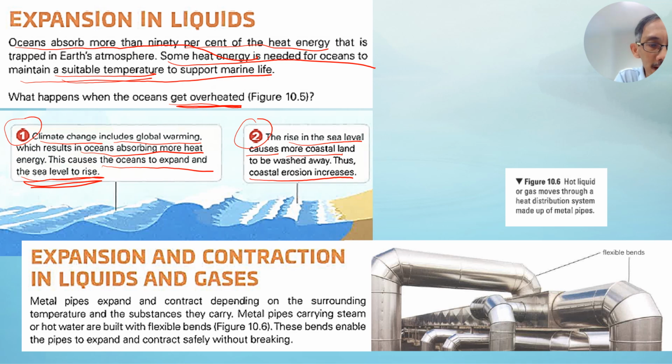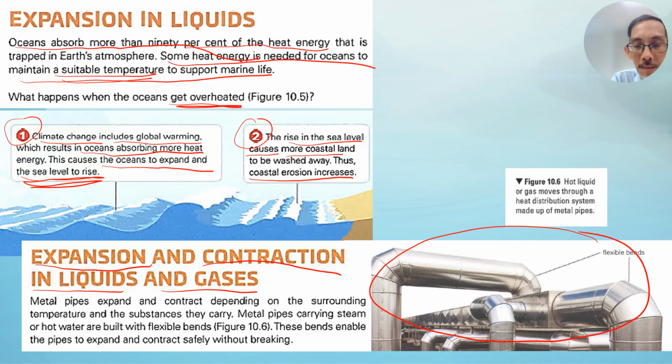So for the next part, we're looking at expansion and contraction in liquids and gases, right? If you look at the diagram on the right, you will see big metal pipes. I don't think you see this commonly anywhere. This is found mainly in industry. And like I said earlier, metal pipes expand and contract, right? Metal actually expands and contracts even more. But in this case, what is inside the metal pipe?